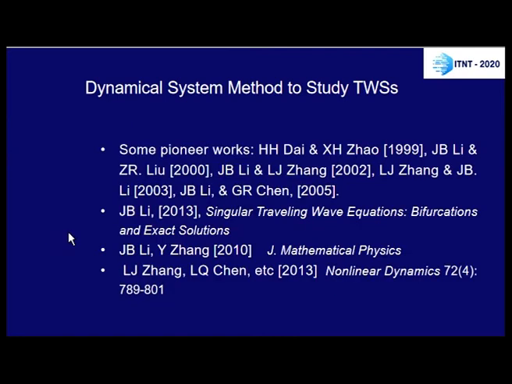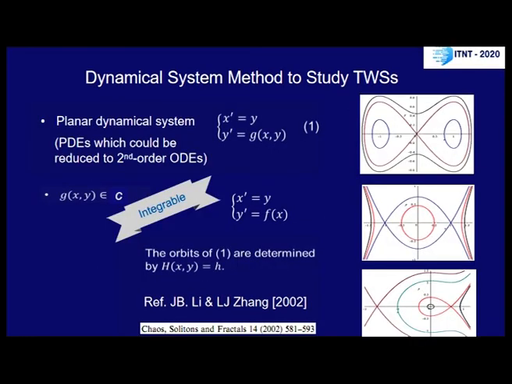Here are some pioneer works. Professor Jibin Li published the book in 2013, Singular Traveling Wave Solutions, Bifurcation and Exact Solutions, to present related work systematically. For a nonlinear wave equation which could be reduced to a second-order ODE, the corresponding planar dynamical system can be given by equation 1. Then, we will study this equation in different cases.